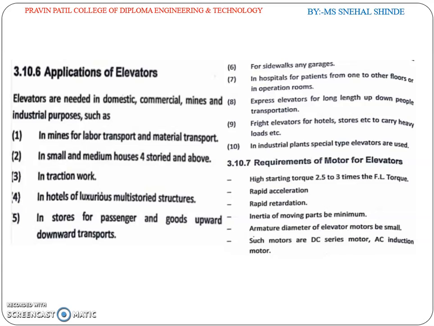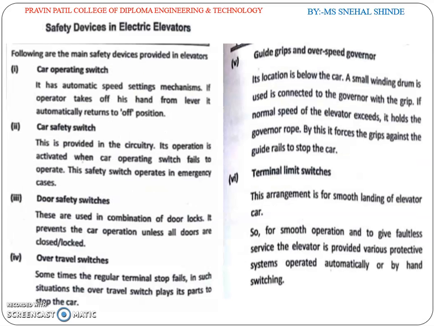Next is the safety devices in electric elevators. The following are the main safety devices provided in elevators: car operating switch, which has an automatic speed setting mechanism. So these are the safety devices in electric elevators.